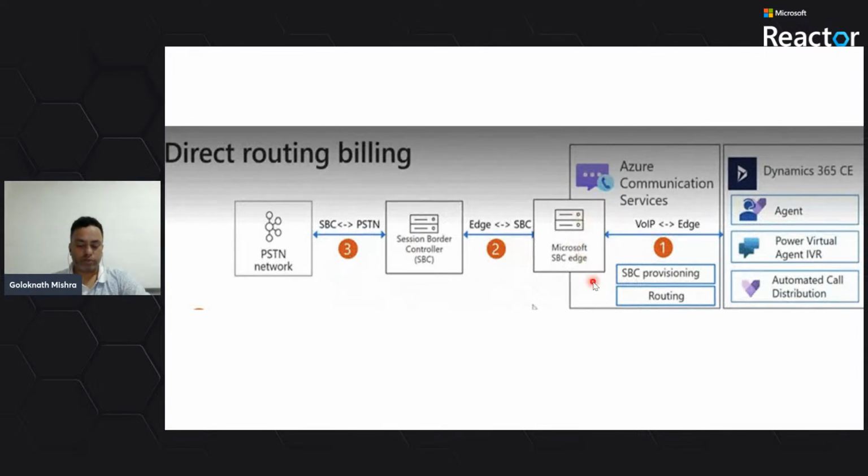Okay, Microsoft SBC Edge is talking to different VoIP, and you can see over VoIP or Edge, it is talking to ACS, which is Azure Communication Services. Now Azure Communication Services is the voice carrier from the Microsoft Azure ecosystem. Then it is moving to Dynamics 365, which has the capability of agents, which we are talking Power Virtual Agent, and automated call distribution. All these roles are there.